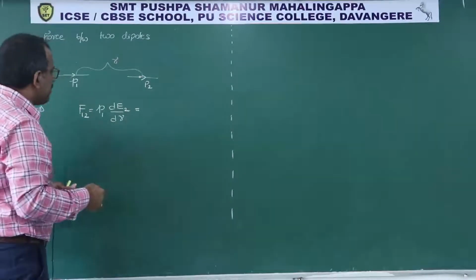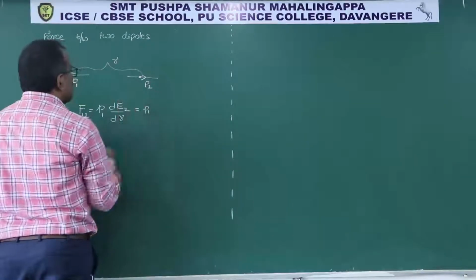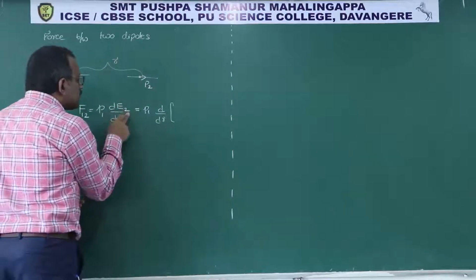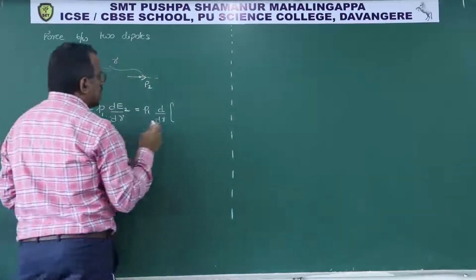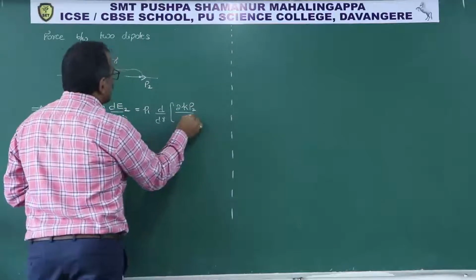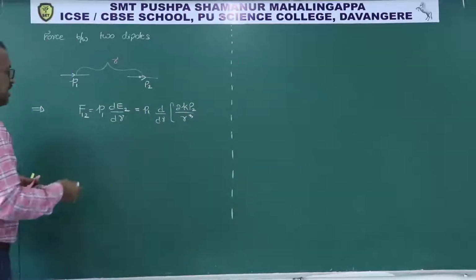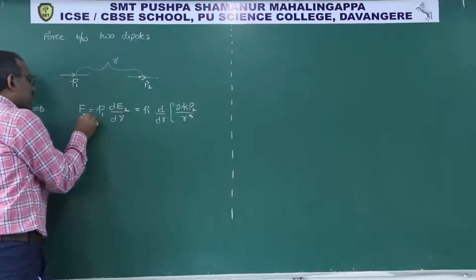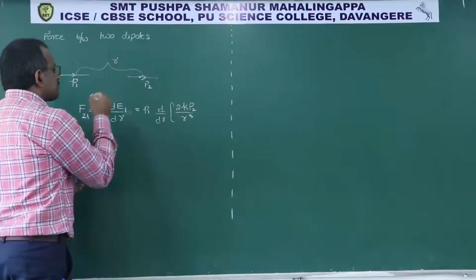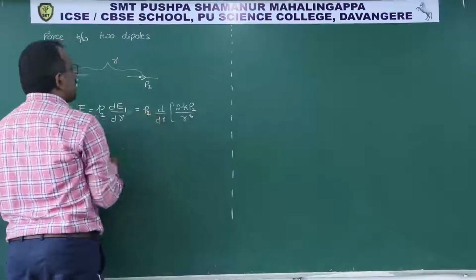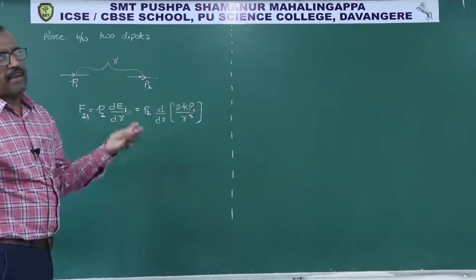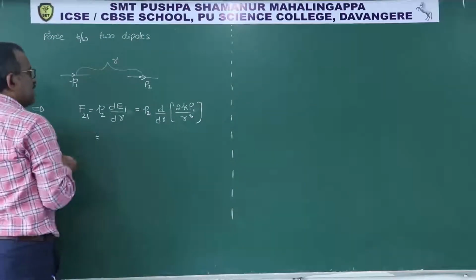Understood? Listen carefully. P1 d by dr of what? Electric field due to 2 at this point. Yes, 2kp2 by r cube. Sometimes the question may change. Force acting on 2 by 1, that's up to your knowledge. So this will be 2, this will be 1. Is it clear? I can change because I want magnitude. Now let us see.